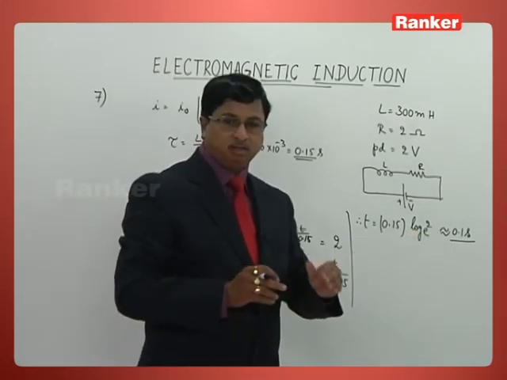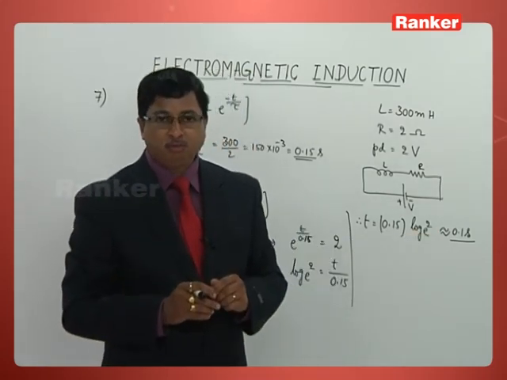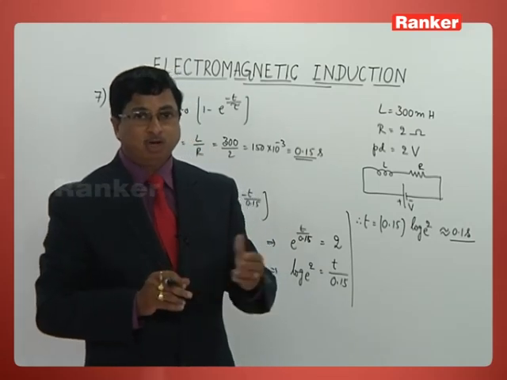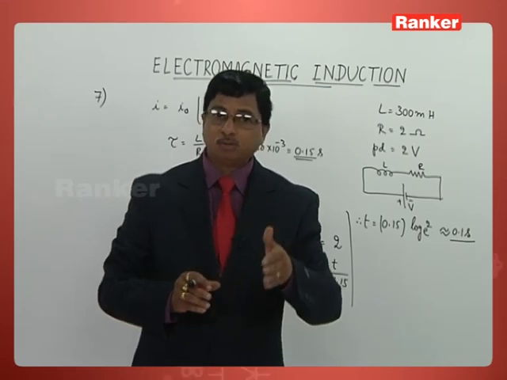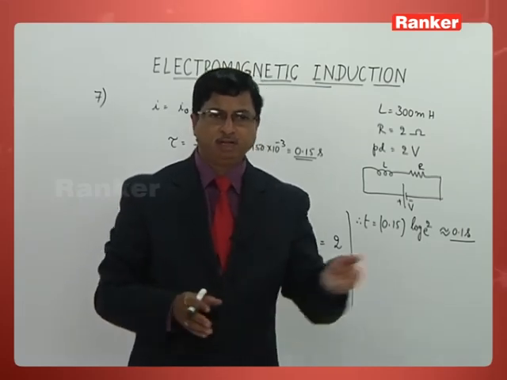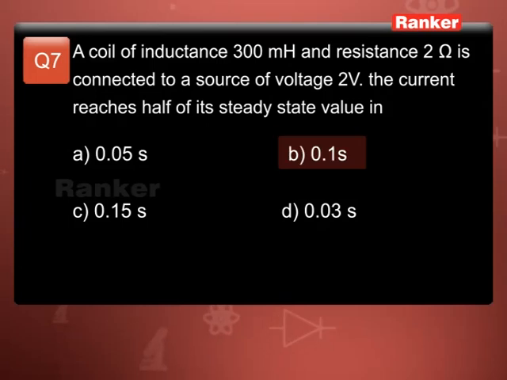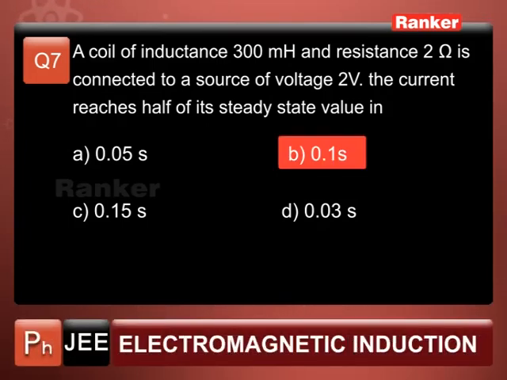0.1 nearly, I said. The first option is 0.05, nowhere nearer. The third option 0.15, it's more. The fourth option 0.03 is too small a value. So the second option is going to be the correct answer out of the 4. The only thing you need to understand is which is the nearby answer, nearly 0.1. Therefore, we can directly go ahead and mark the answer for this one as B.